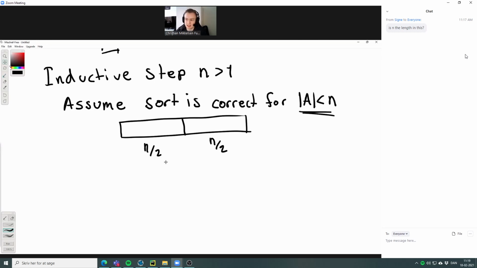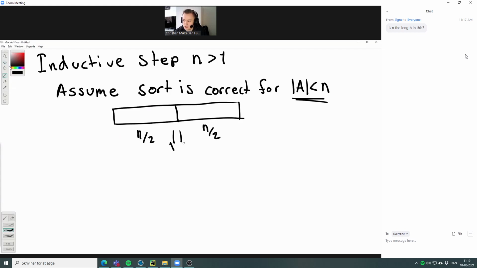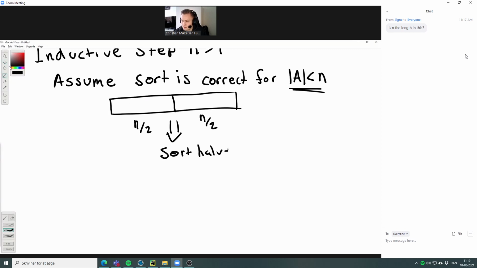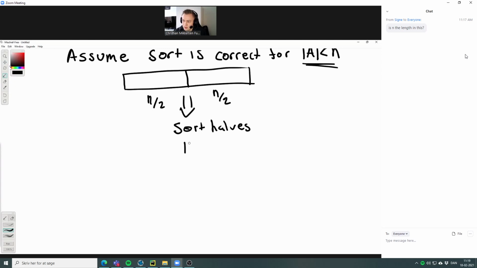And then what happens next is, so we sort the halves, and then we merge it, right? And this merge operation here, we can, according to the question, assume is correct. So you don't have to prove this at all. You could say that it always takes the smallest element first in the two arrays or whatever. Doesn't really matter because we assume it's correct.